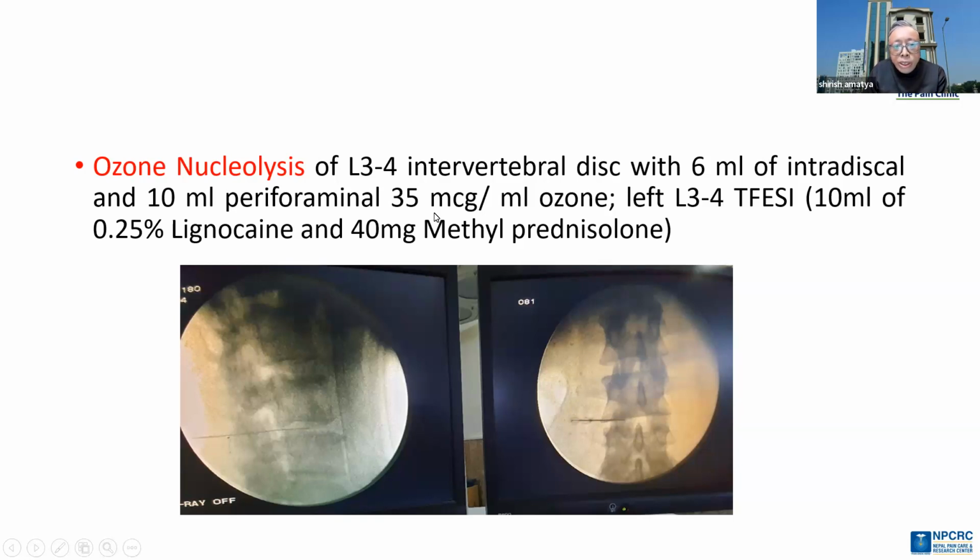Here, 6 ml of intradiscal ozone at a concentration of 35 mcg per ml was injected, and again 10 ml of periforaminal ozone was injected. At the same site, 10 ml of 0.25% lignocaine and 40 milligram of methylprednisolone was given in the transforaminal region. So that was the management given to the patient at that time.